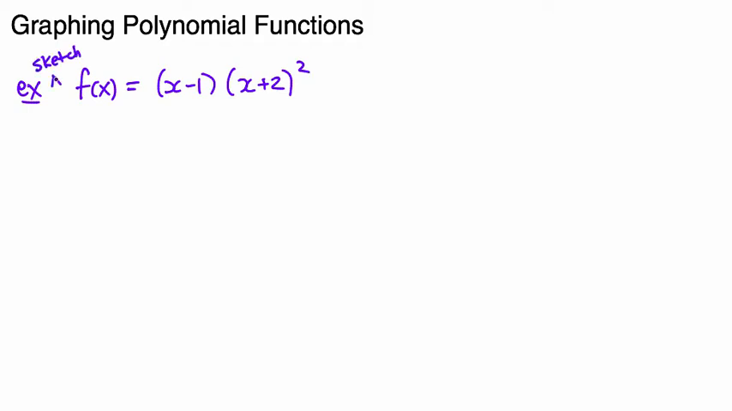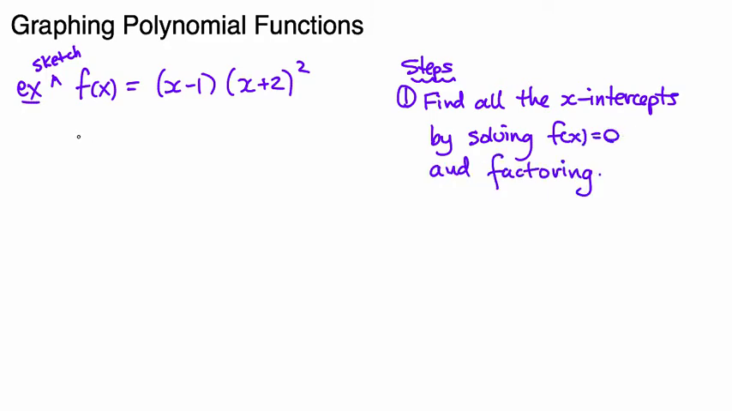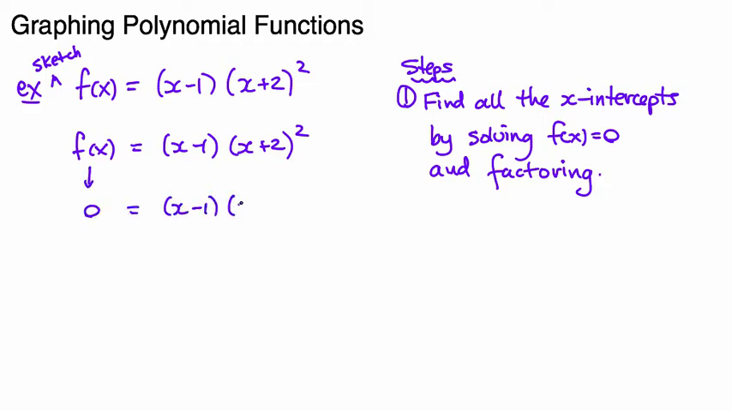So here are the steps to doing this. First of all, we want to find all the x-intercepts. And we do that by solving f of x is equal to 0 and factoring. Now, in our case, this is already factored. So we've basically got a factored form. There's your first factor. Here's your other two factors. So now we can find the x-intercepts, just simply make f of x equal to 0, and when do we have these parts equal to 0?